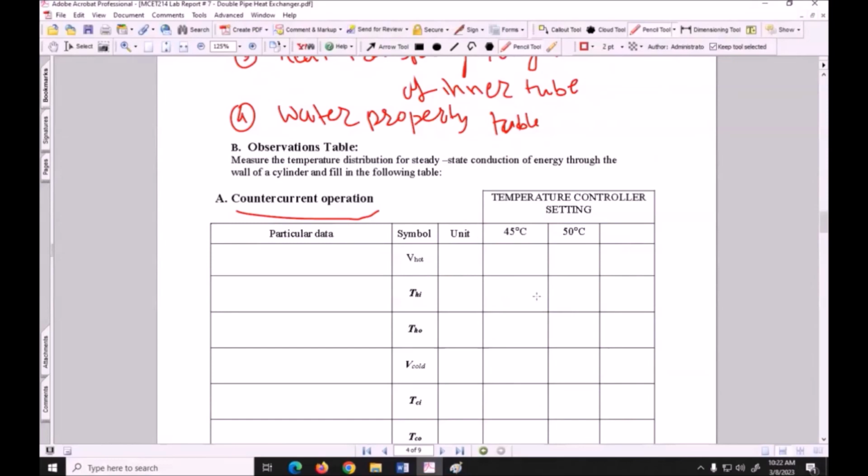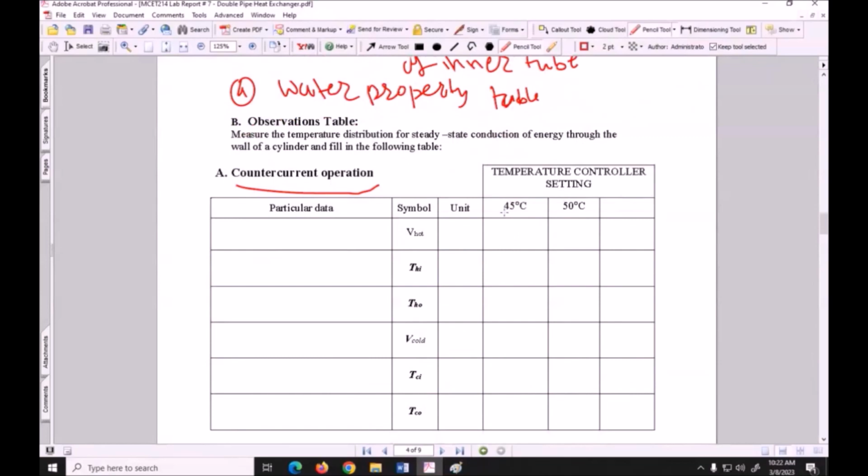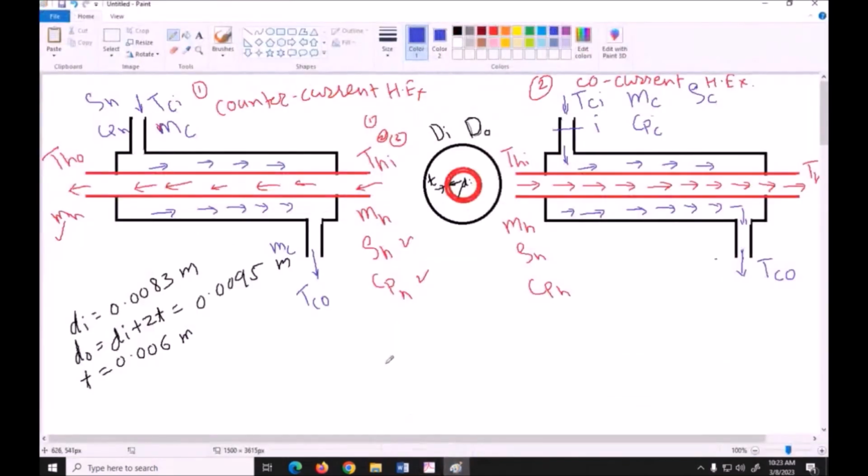And units from the computer machine. So we can take the readings directly from the computer. So we can vary the THI: 40, 50, and let us say 55 degrees centigrade. Now what are these symbols? I will explain again here.